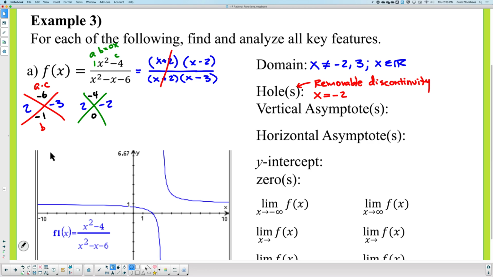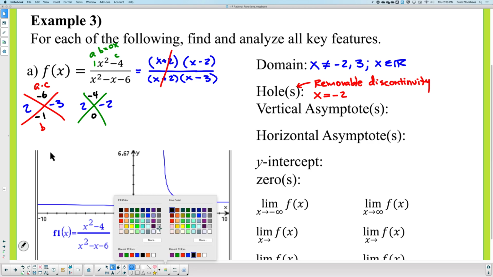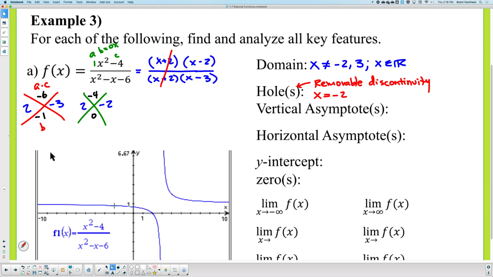Let me get my tool so it shows up right. Fill it white with red. There we go. We should have an open circle right there at negative 2. Now, you're actually going to be responsible for knowing what the y value is. So if you're like, well, how do I find that? Let me tell you. We know the x value is at negative 2. If you're like, what is that y value? Is it 1? It looks like it's close to 1.